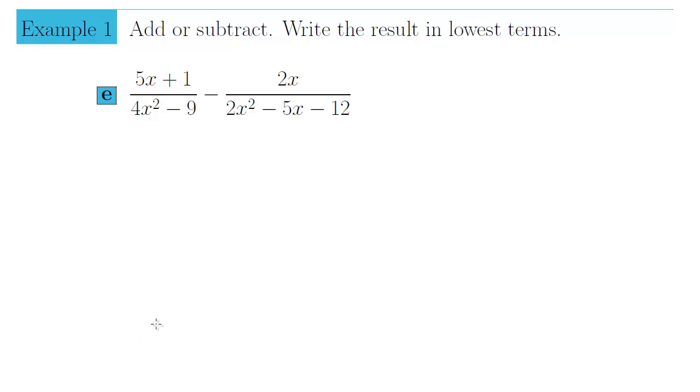Example 1e. Subtract the rational expressions (5x plus 1) over (4x squared minus 9) minus 2x over (2x squared minus 5x minus 12). Our first step is to determine the least common denominator, and in order to do that, we want to factor both of these denominators. Let me begin by writing our first denominator, 4x squared minus 9, and I want to factor that. Notice this is a difference of squares, and 4x squared minus 9 factors as 2x minus 3 times 2x plus 3.